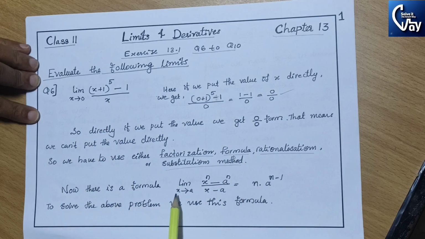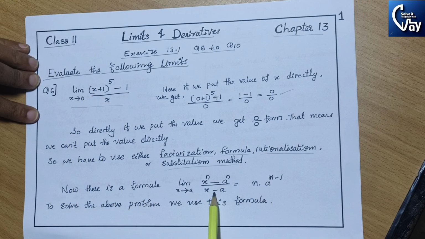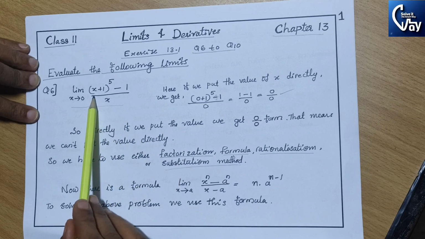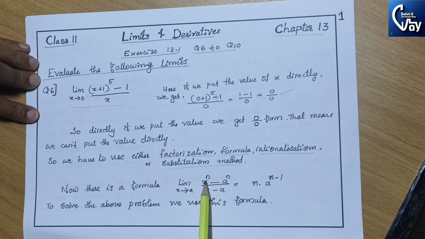Now here we have the formula: limit x tends to a, (x raised to n minus a raised to n) by (x minus a) equals n a raised to n minus 1. To solve this problem, we use this formula. Why do we choose this formula instead of factorization, rationalization or substitution method? Here we have (x plus 1) whole raised to 5. This is a power. So in this formula, limit x tends to a, (x raised to n minus a raised to n) by (x minus a) equals n into a raised to n minus 1.